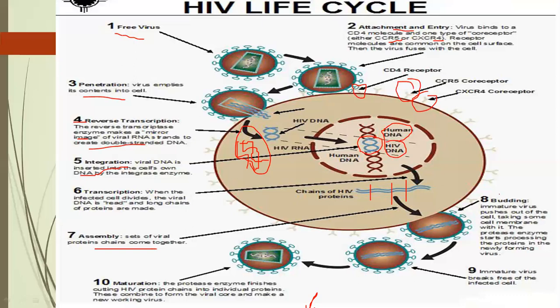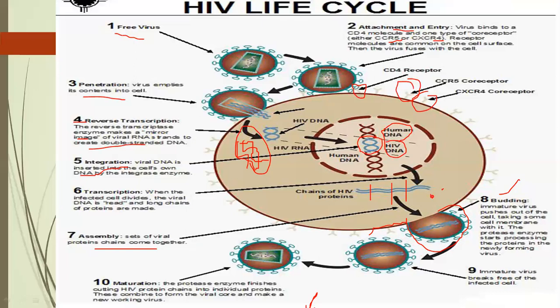At number 8, budding off, there are core proteins, there is DNA, and other proteins and enzymes are there, so they all come together and assemble here, and after that they bud off by exocytosis from this T cell. This outer envelope is developed from the cell membrane of the host cell. Then the immature virus breaks free of the infected cell, and lots of viruses bud off from that, and then they are free to infect other cells.